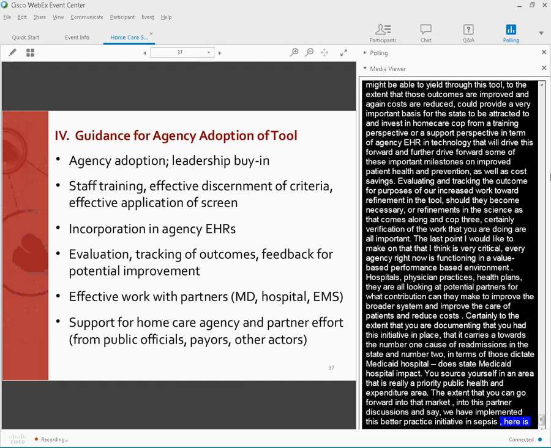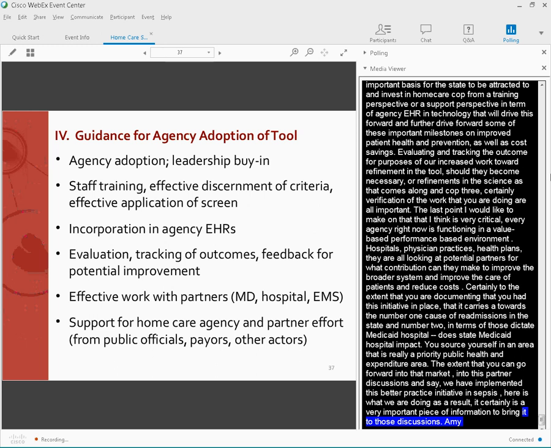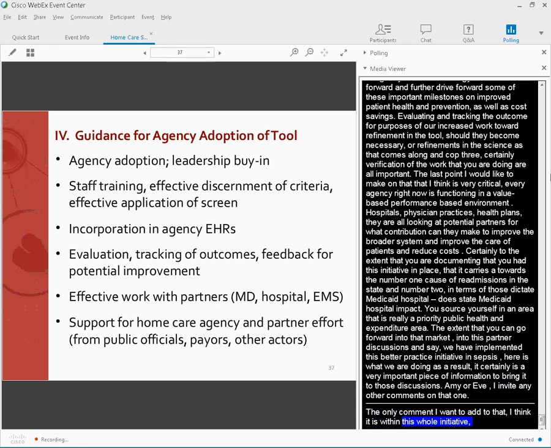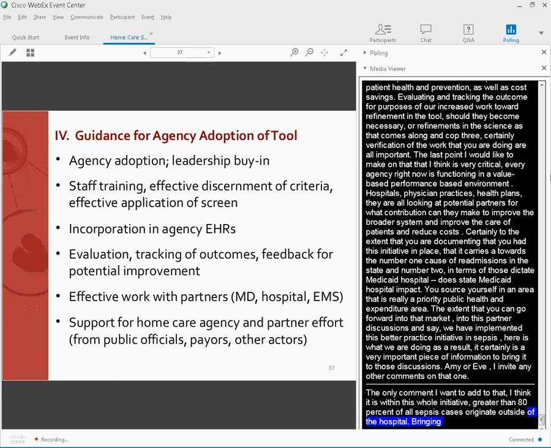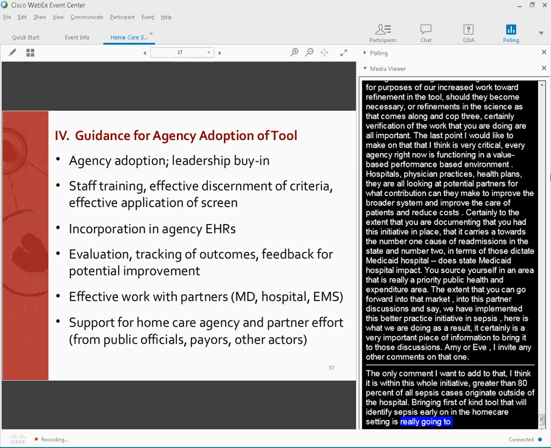The only comment that I just wanted to add to that, and I think it's going to catapult this whole initiative, is the fact that greater than 80% of all sepsis cases originate outside of the hospital. So bringing this first-of-kind tool that's going to identify sepsis early on in the home care setting is really going to drive morbidity and mortality rates related to sepsis down.